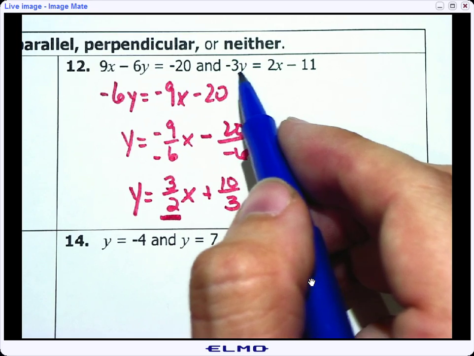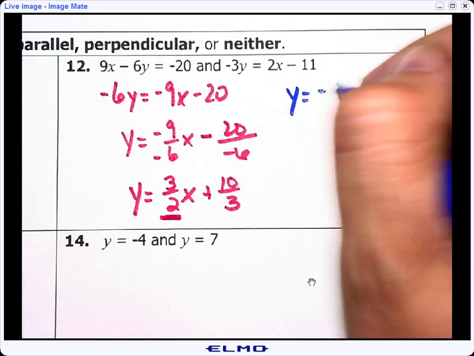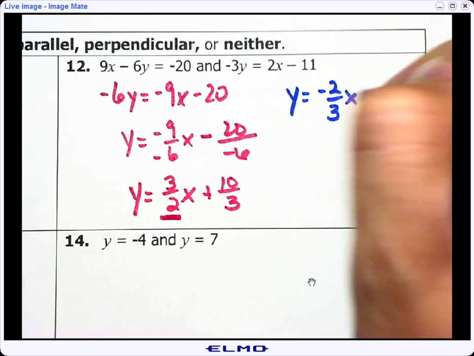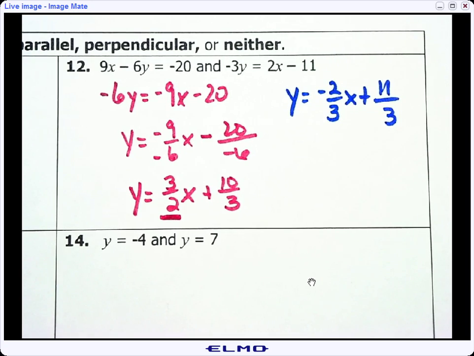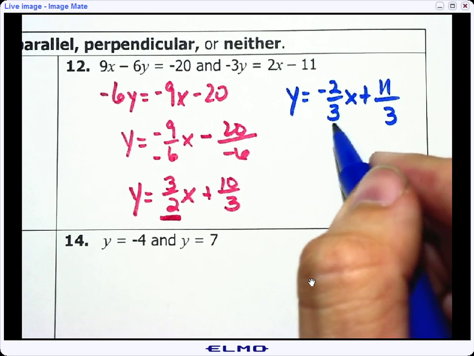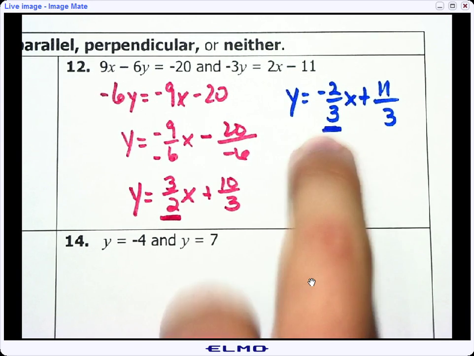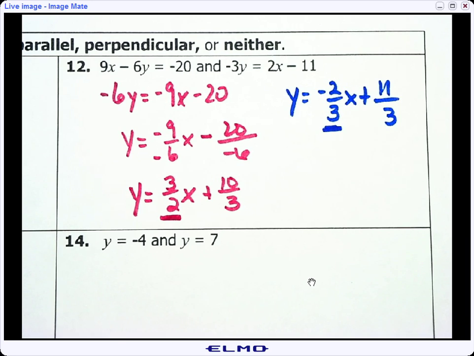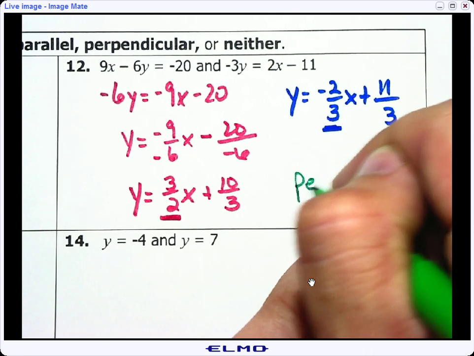So the first thing I'm going to do is divide everything by negative 3. So you would get y equals negative 2 over 3x plus 11 over 3. Again, the important thing is the slope of that line, which is a negative 2/3. So 3/2, negative 2/3, those are opposite and flipped. Therefore, the two lines are perpendicular.